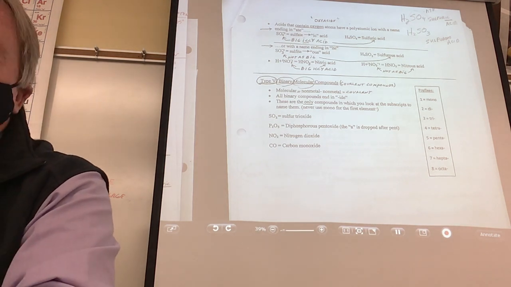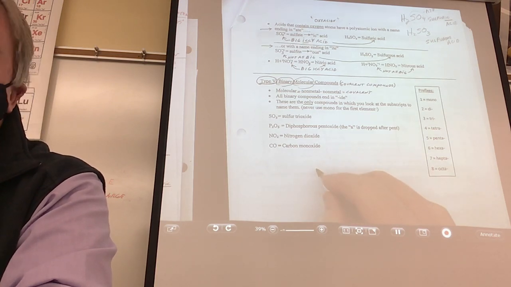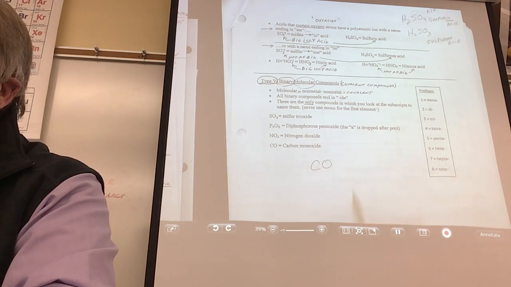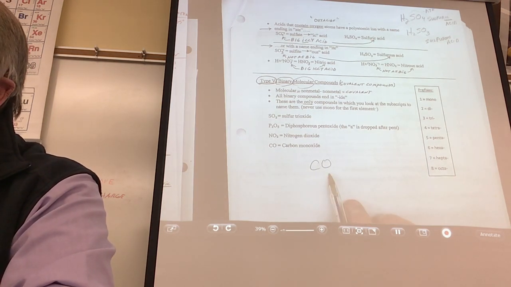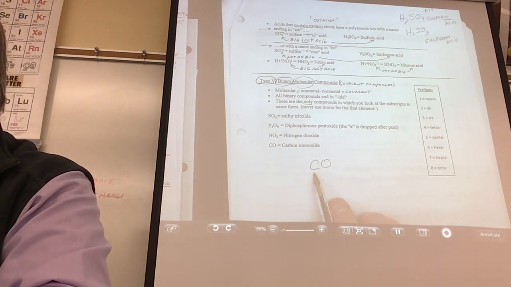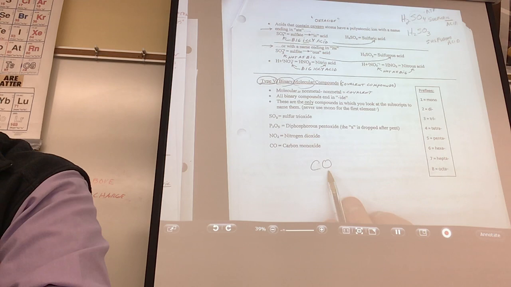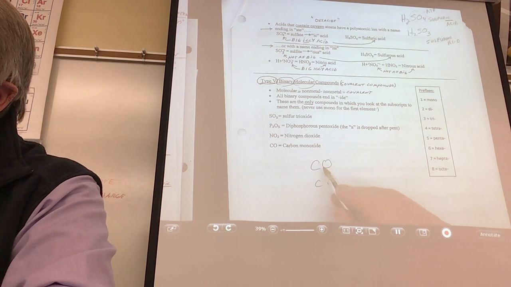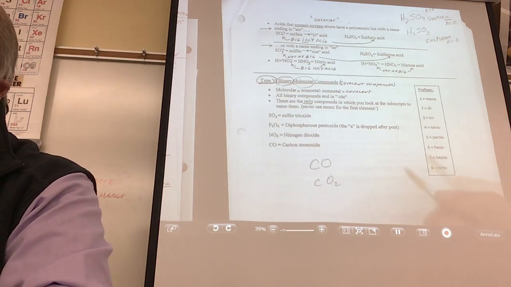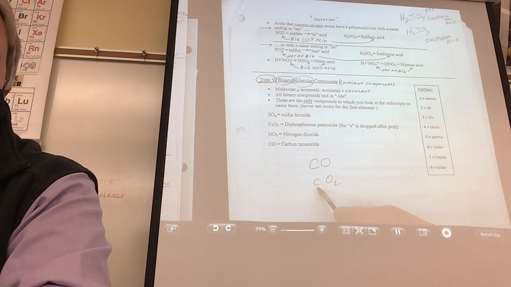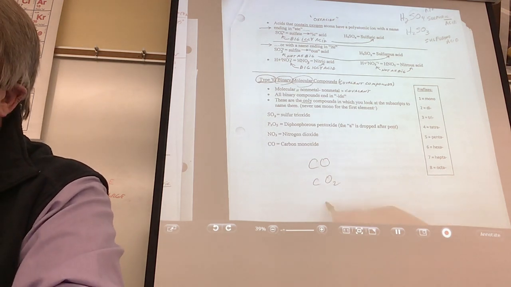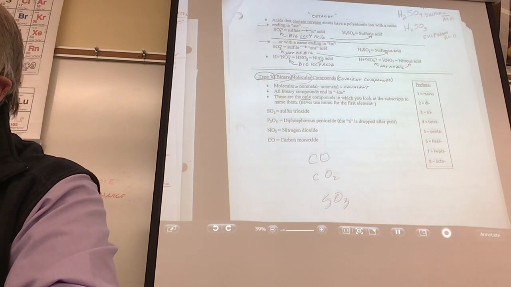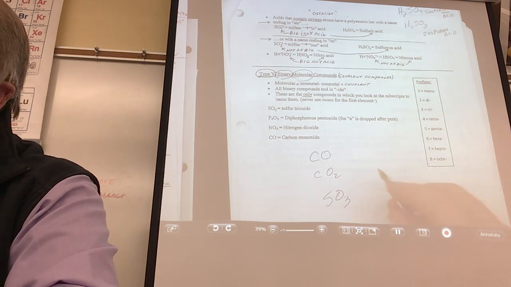Okay. So now, what we do here is you don't use mono for the first element, but you do for the second. So watch this. What is this called, this compound? Carbon. I know there's only one carbon, but you don't use mono for the first, right? Carbon. How many oxygens? Carbon, not monoxide, but carbon monoxide, right? What about this guy? Carbon dioxide. This one. Sulfur trioxide.